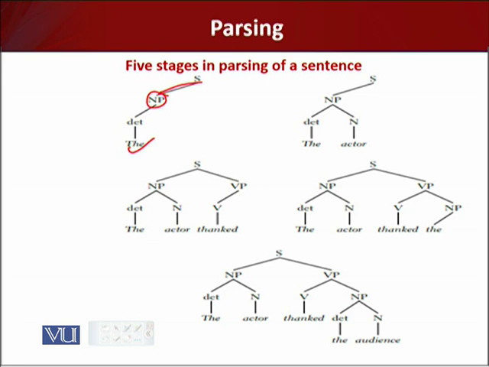Then for noun phrase, let's say we have here noun phrase comprising of "the" and noun, determiner and noun. Then you have noun phrase which consists of determiner and noun, "the actor". And then you have the verb phrase which consists of verb "thanked". And when you look at "the actor thanked the", then you will see noun phrase having the determiner and the noun, having verb phrase, verb is "thanked", and then another determiner to constitute noun phrase. So "the actor thanked the", and then you have "the actor thanked the audience".